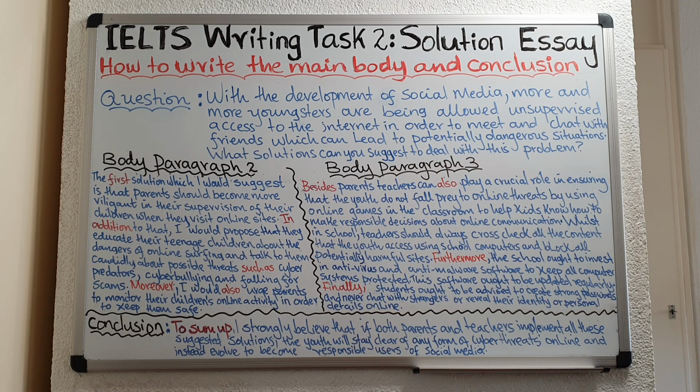For example, I wrote 6 solutions. I divided the solutions into 2 groups. The first solutions have to do with parents. My second group of solutions have to do with teachers. So in body paragraph 2, I'm going to talk about the solutions that have to do with parents. In other words, what parents can do to ensure that youngsters are not becoming vulnerable to potentially dangerous situations online. And then in body paragraph 3, I am going to write about the solutions that teachers can actually implement to make sure that youngsters do not fall prey to potentially dangerous situations.